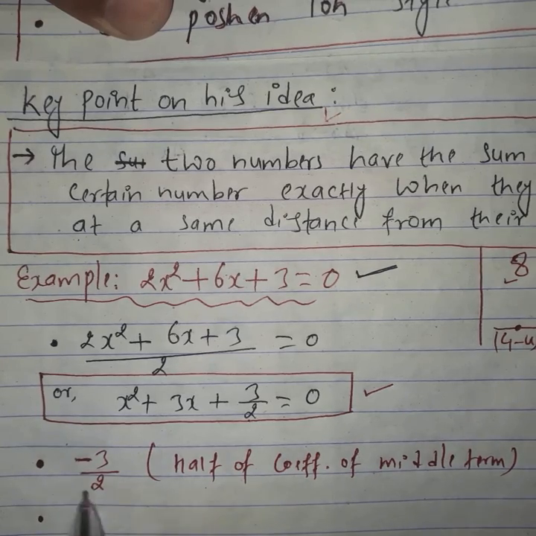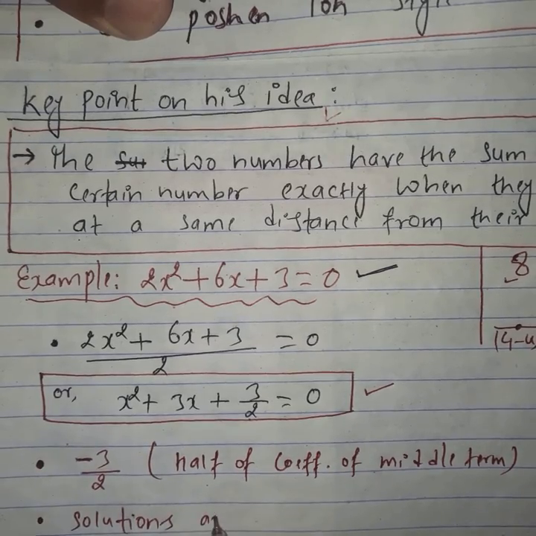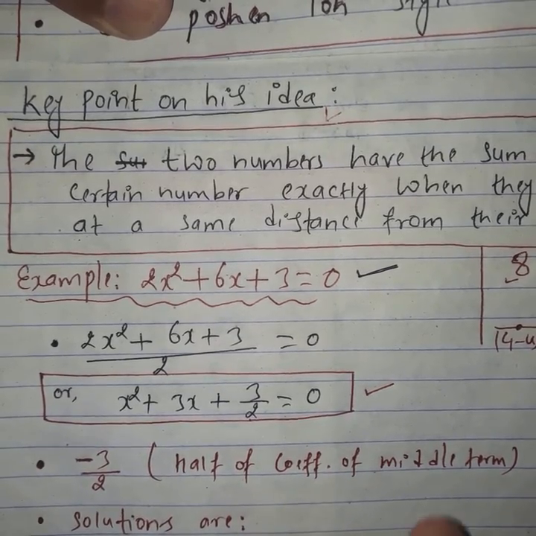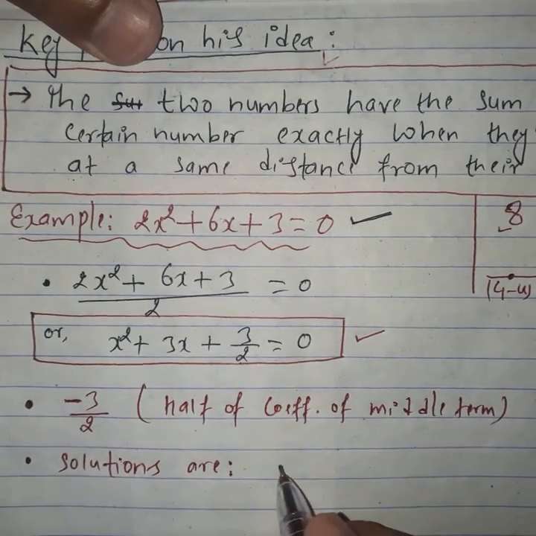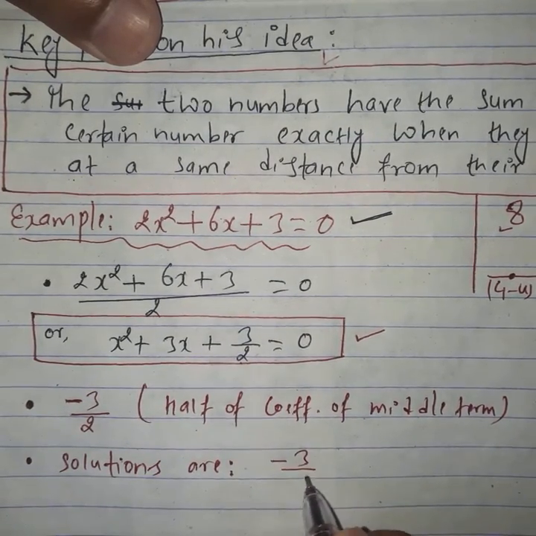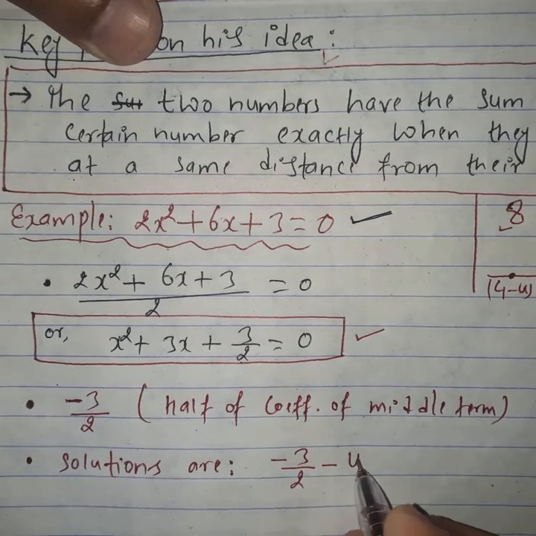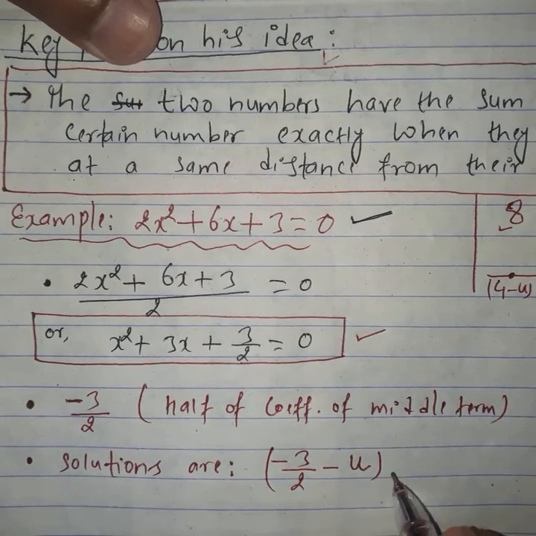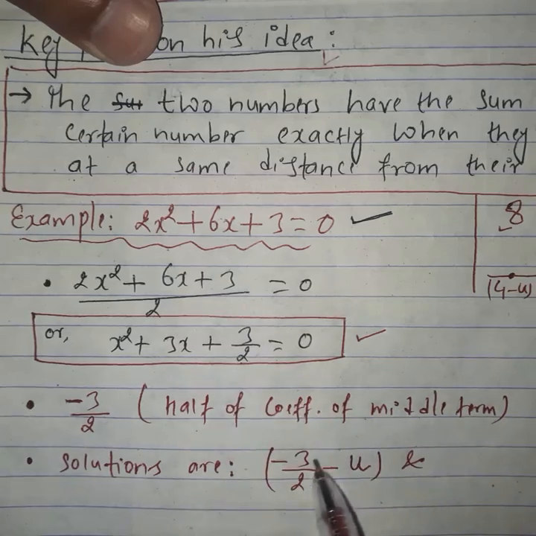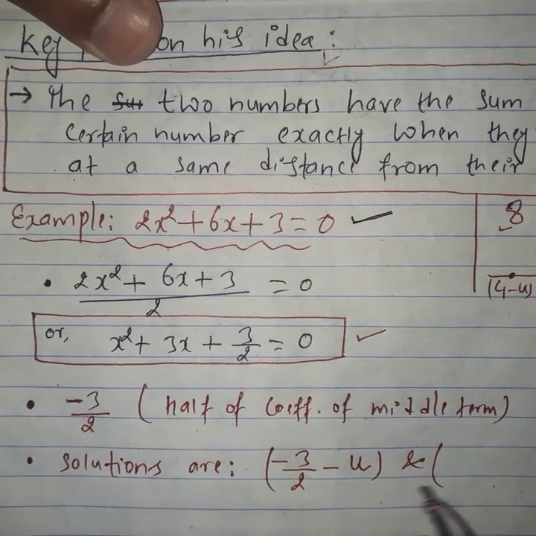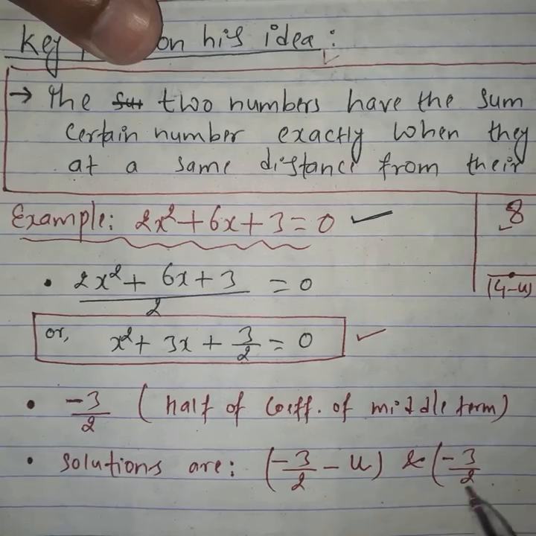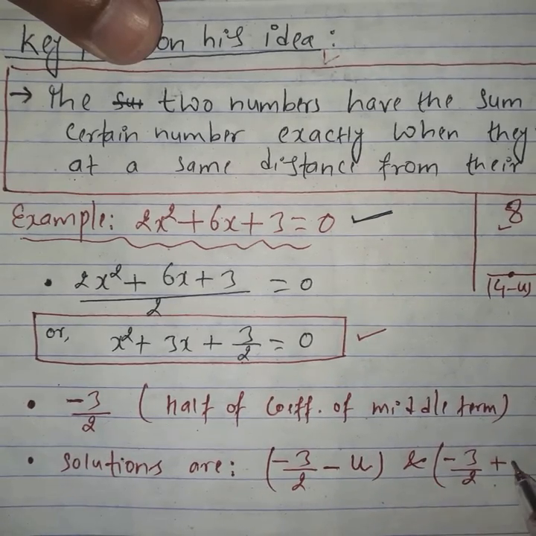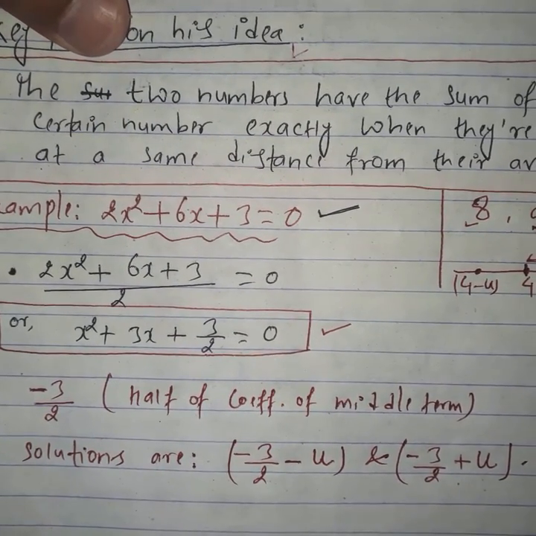And the third step is, the roots, the solutions. Let's assume the solutions are, here, this number obtained in the second step, -3 over 2 minus some number. Here the unknown number is taken as u. The quadratic equation always gives two solutions. This is one solution, and the next one is the same number, -3 over 2, but in place of negative, we have to do the positive, the same number u. These are the solutions of this quadratic equation.